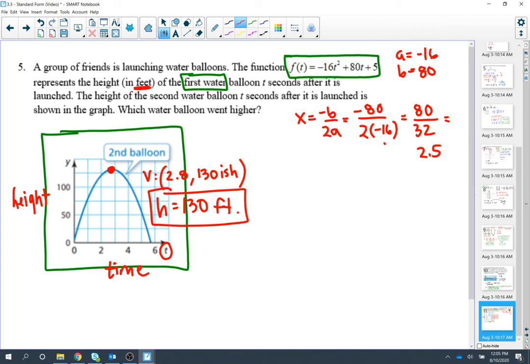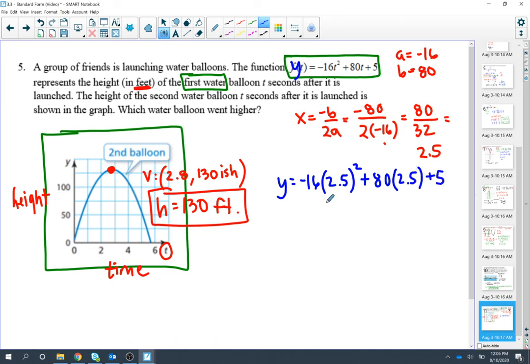Now, is 2.5 how high the water balloon got? And the answer to that is no. So just like with the other one, it was at 2.8 seconds and 130 feet in the air. So this one is at 2.5 seconds. We need to figure out how high in the air it got. So now we have to substitute it back in. y equals negative 16 times 2.5 squared plus 80 times 2.5 plus 5.